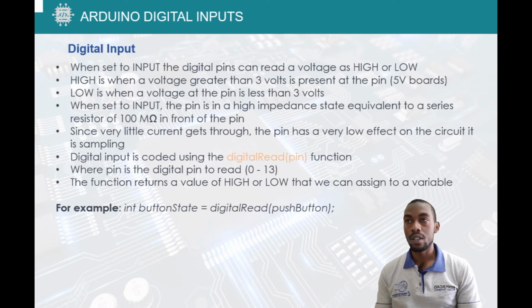You can assign that result to a variable and then use it in your program logic. For example, we can say int buttonState = digitalRead, now the push button pin, you can say pin number 2. A high represents 1 and a low represents 0. So if it's high, it will return the number 1, and if it's low, it will return the number 0. This is a function that returns a value, and that value is the state of the button.